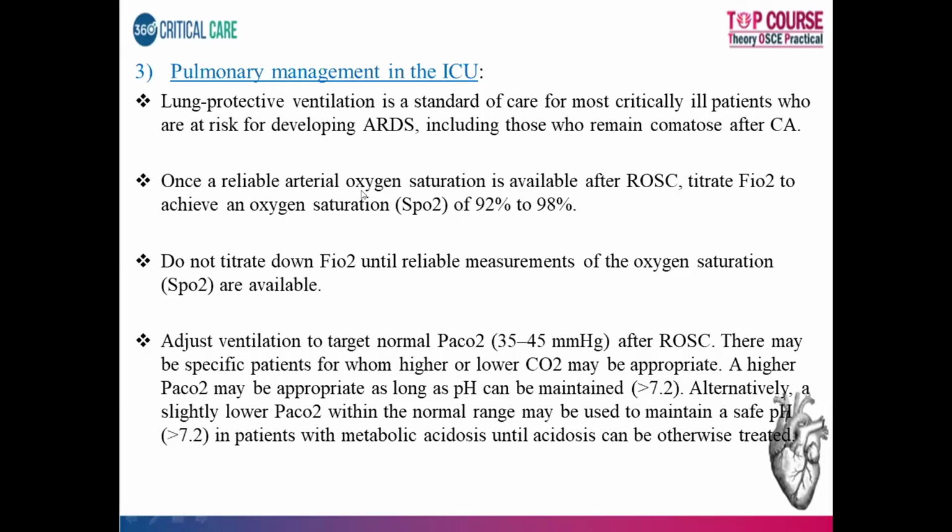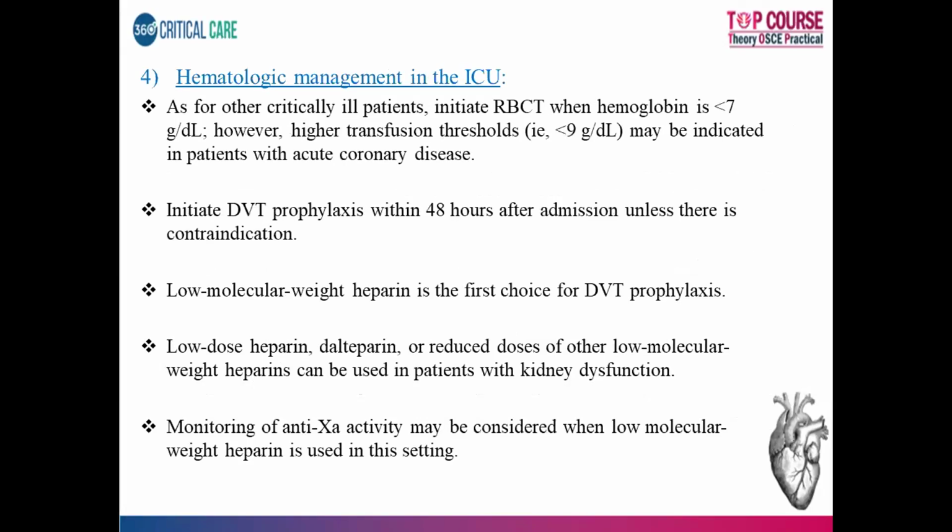Once a reliable arterial oxygen saturation is available after ROSC, then titrate the FiO2 to achieve an oxygen saturation of around 92 to 98%. Do not titrate down the FiO2 until reliable measurement of oxygen saturation is available. The PCO2 should be maintained in the normal range, around 35 to 45. But if the patient has ARDS, then you can have slightly higher PaCO2 levels, but maintain the pH. So coming to the hematological management.